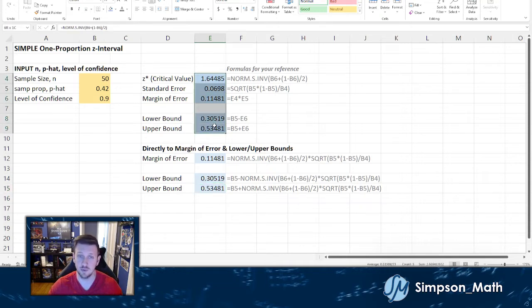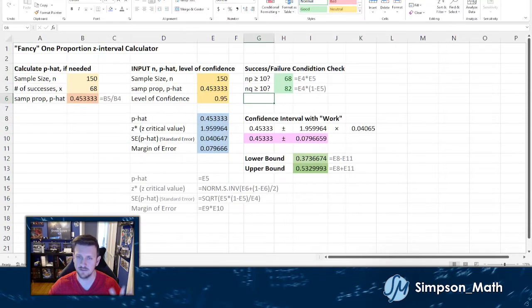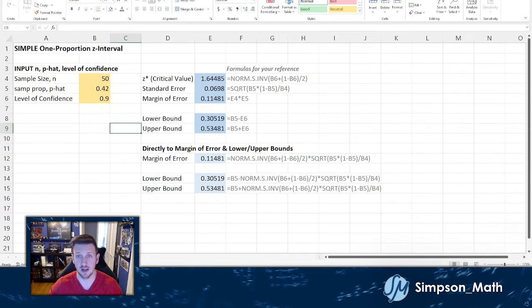Or you can kind of do it in pieces. I will also show you, I have a fancy version, which even checks your conditions for you and can calculate your p hat if you need it. So I'll go over that in a second, but let's just first understand the elements here.